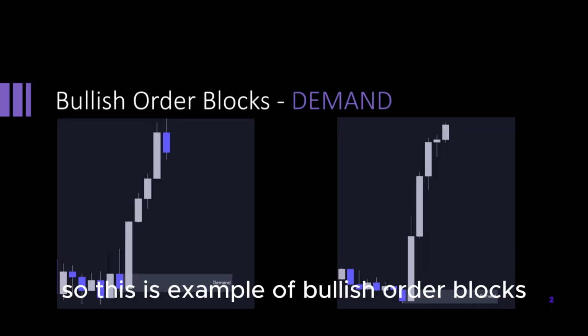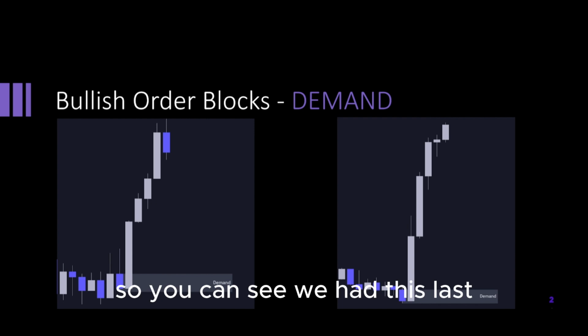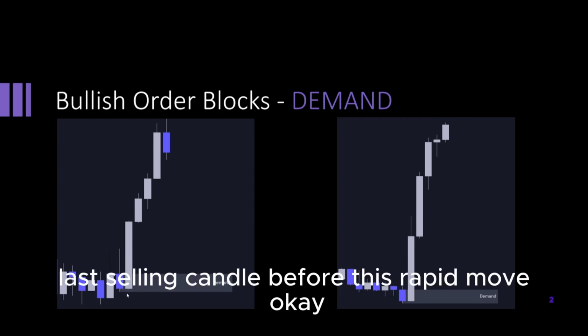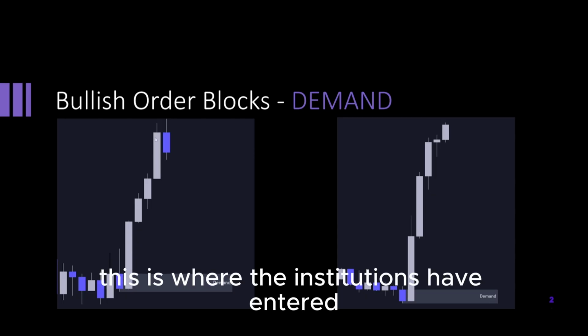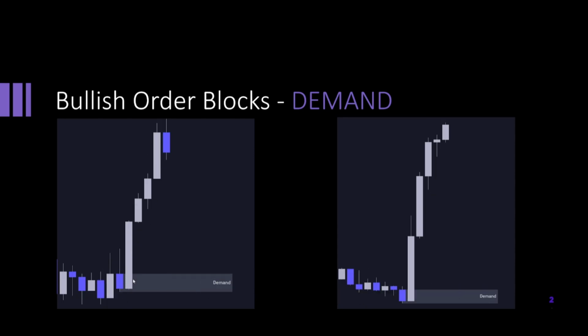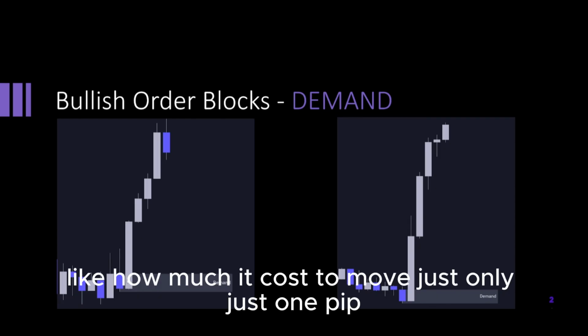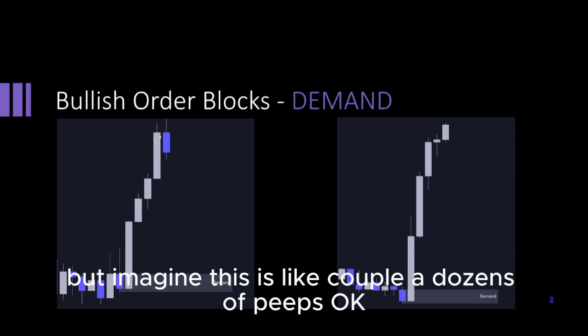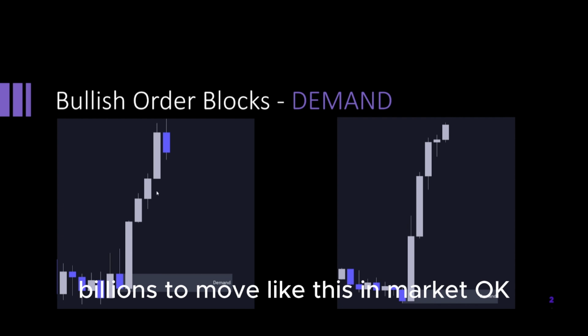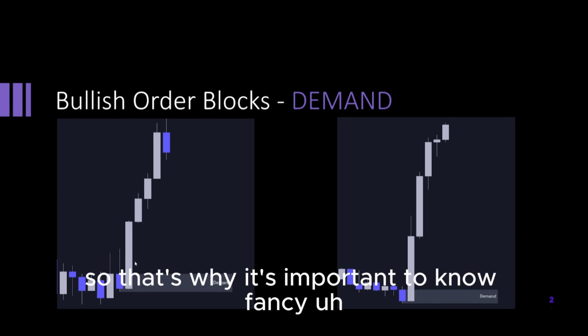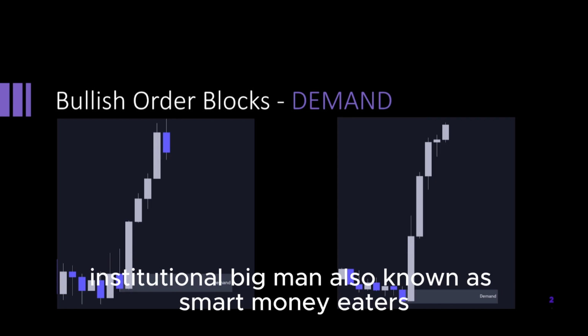So this is an example of bullish order blocks, also known as demand. You can see we had this last selling candle before this rapid move. So this is our demand zone. This is where the institutions have entered, because look at this volume. Boom. You know how much it costs to move just one pip, but imagine this is a couple thousand pips. That costs trillions, billions to move like this in the market. So that's why it's important to know where institutions, or big money, also known as smart money, enter.